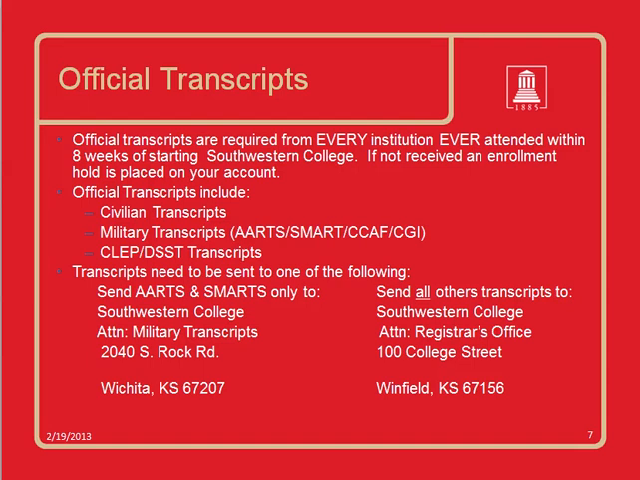We need them from civilian schools, and military transcripts if you have AARTS, SMART, CCAF, CGI. We also need any CLEP or DANTES transcripts. We have 2 different addresses to send those transcripts. Any AARTS and SMART transcripts can go to our Wichita, Kansas location. Make sure to include attention military transcripts. All of your other transcripts can go to the registrar's office at our Winfield location.